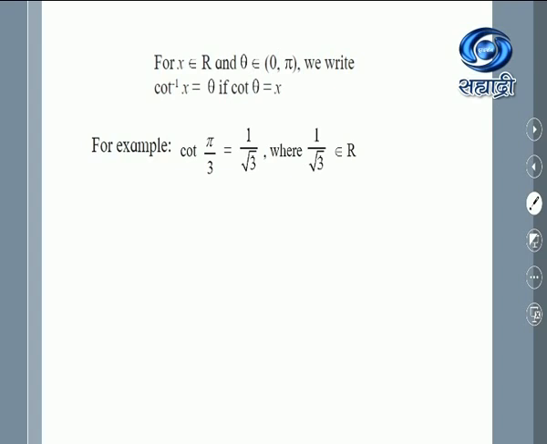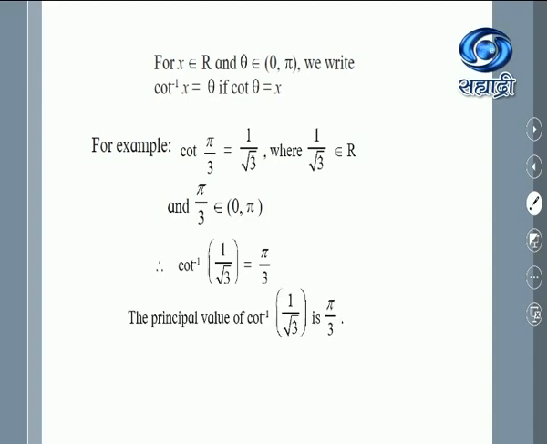Now you will have to check what are the conditions. x must belong to R. Check whether 1 upon root 3 belongs to R. Yes. Now, what about the angle theta? Theta must belong to the open interval 0 comma pi. So pi by 3 means it is 60 degrees. 60 degrees belongs to the open interval 0 comma pi. Therefore, we can write cot inverse 1 upon root 3 is equal to pi by 3. Right? Therefore, the principal value of cot inverse 1 upon root 3 is pi by 3.